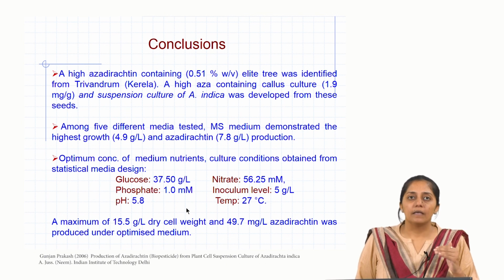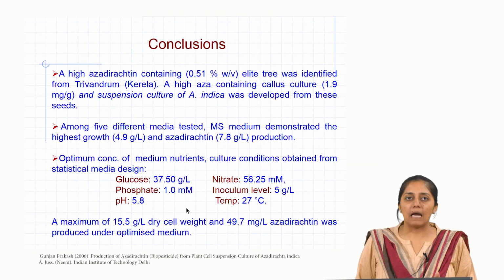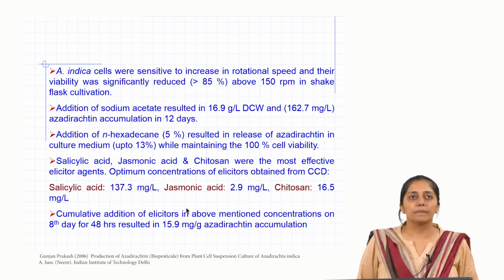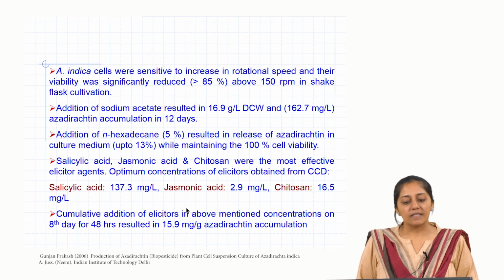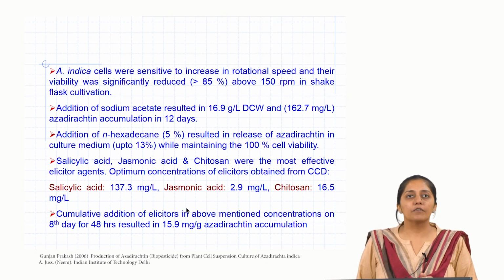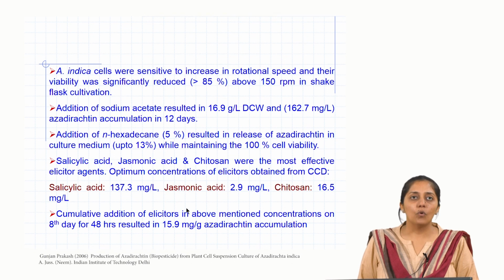After this they were able to achieve 15 grams per liter of biomass and nearly 50 mg per liter of azadirachtin under optimum conditions in shake flask. The cells were found to be sensitive to shear and to increase in rotational speed, where the viability was found to drop more than 85% above 150 rpm in shake flask.